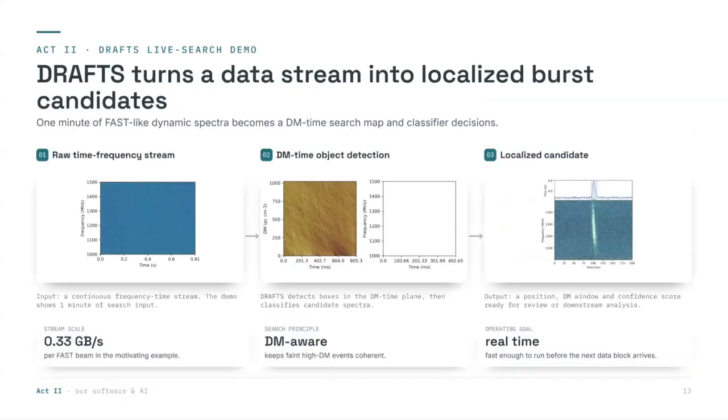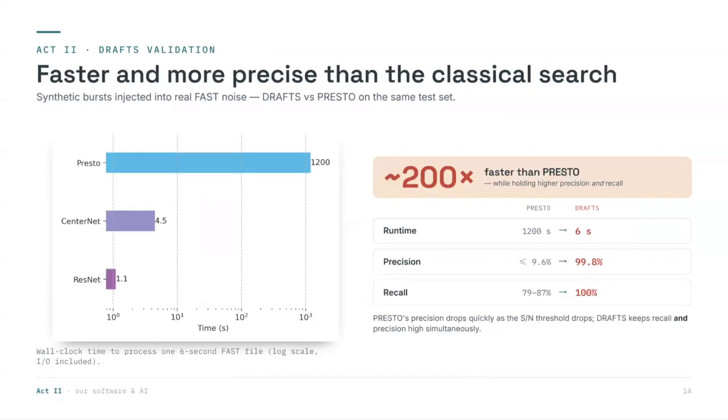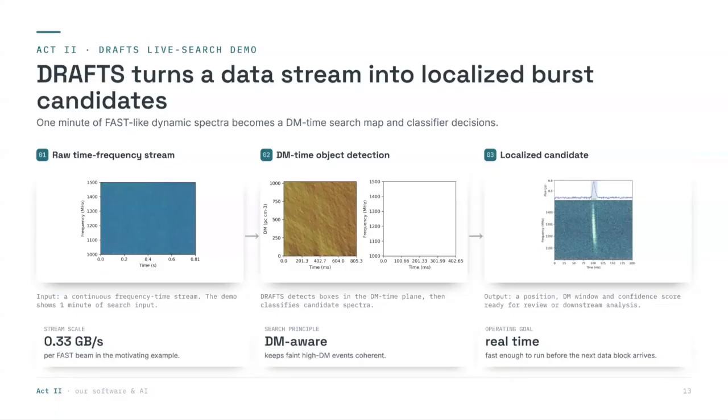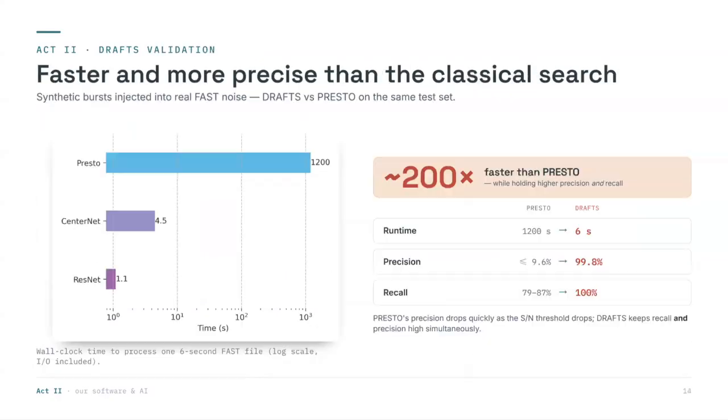This slide shows the actual search process. The left animation starts from the raw frequency-time data stream. The middle animation shows what DRAFTS produced from this stream. The data are converted into a DM-time search map. Then it detects boxes on the map, and each box marks a possible burst. Then the matching dynamic spectrum is sent to the classifier.